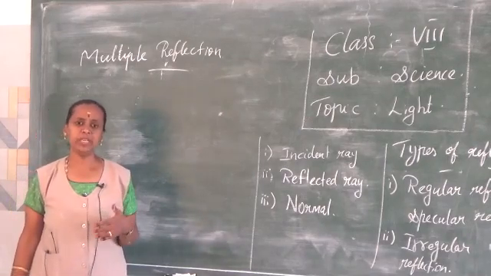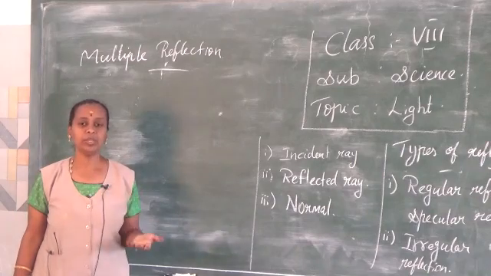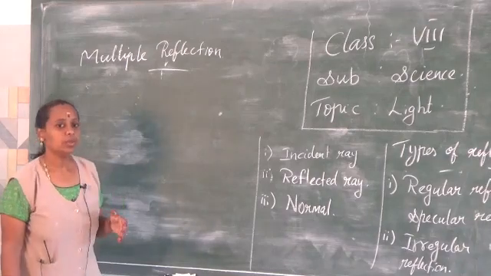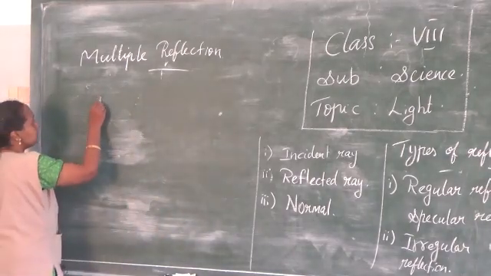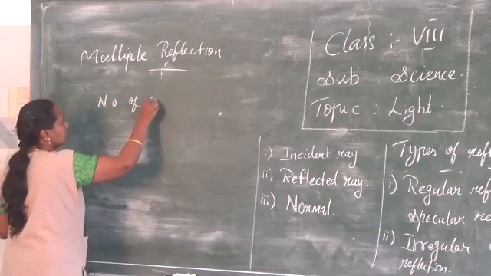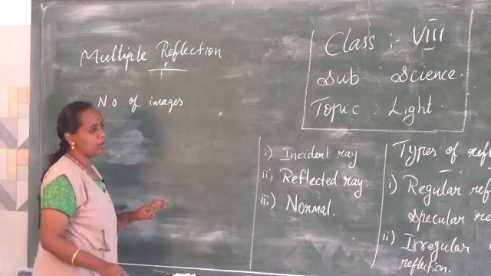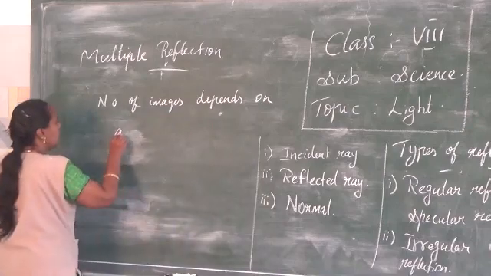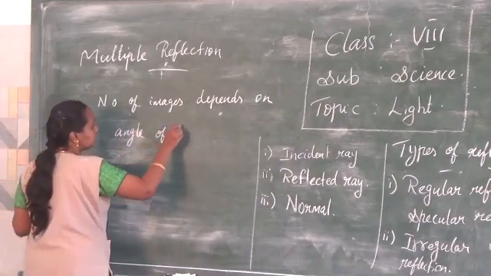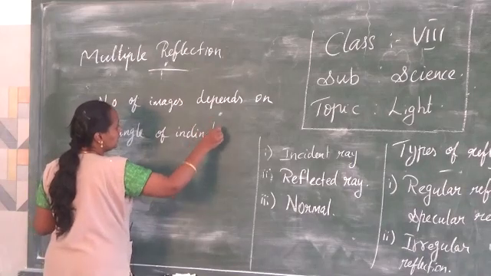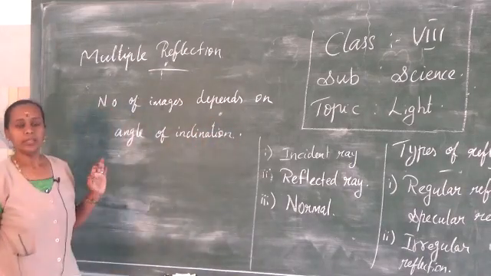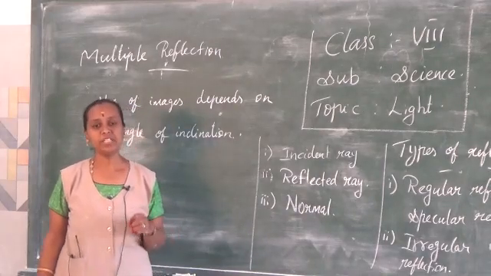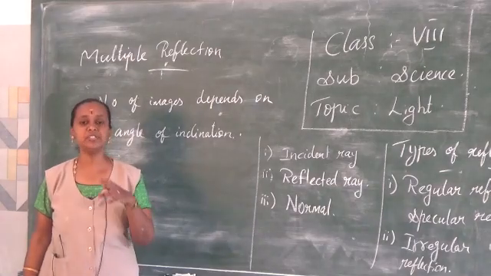You have already experienced this when you go for hairdressing, or in dress shops for changing your dresses in the trial room. Here also, the number of images depends on the angle of inclination. For example, if the angle of inclination is 360 degrees, then the number of images formed is finite, that is, you are able to count them.